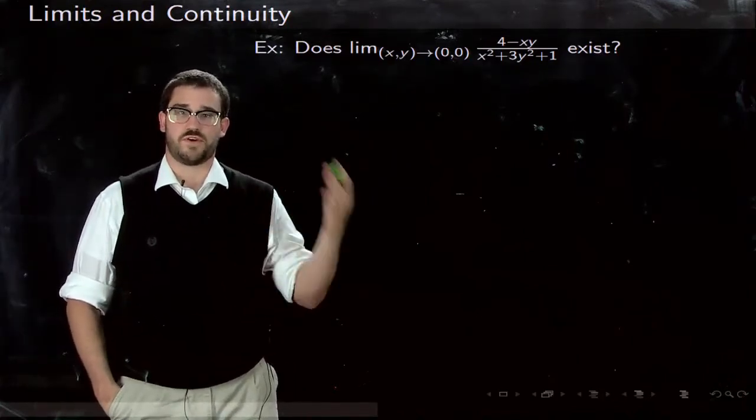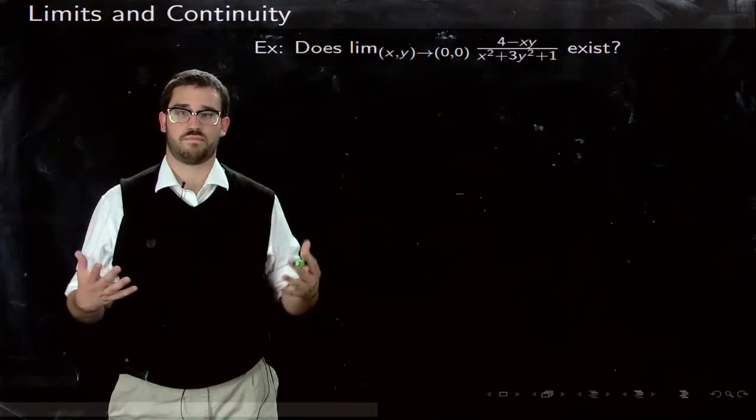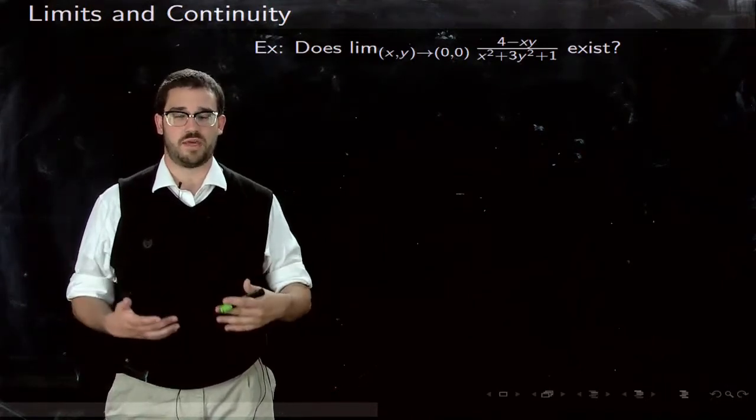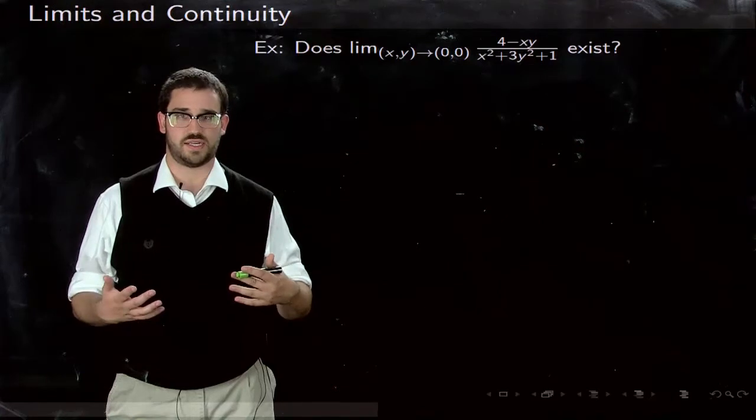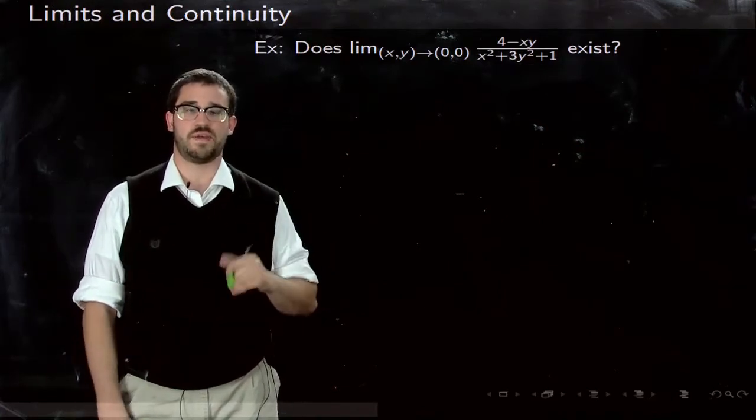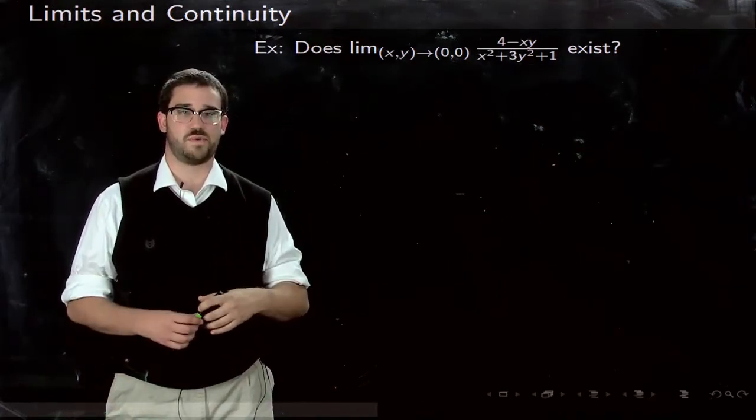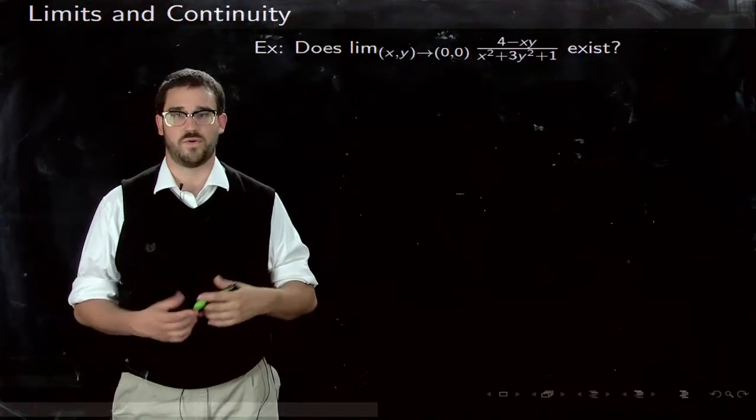So therefore, this function is continuous. By definition, the limit of continuous functions exists. So therefore, this limit does exist. And in fact, if you wanted to calculate it, it is just 4.